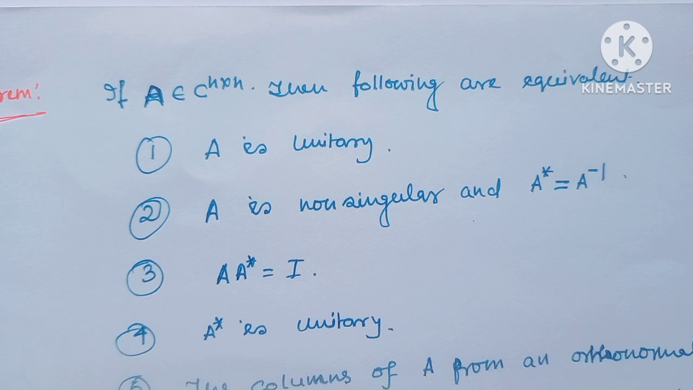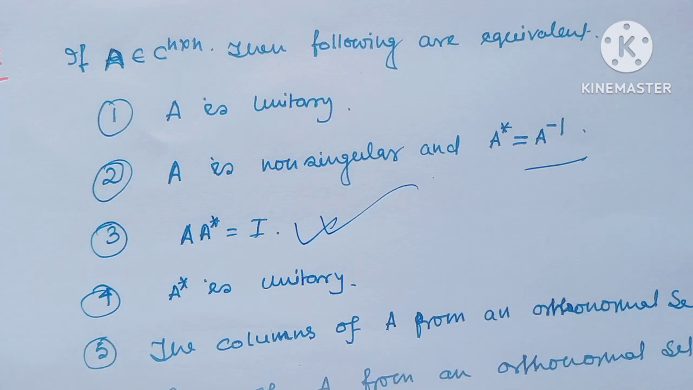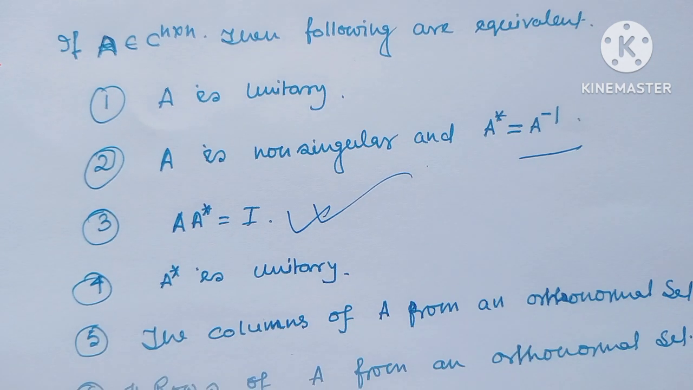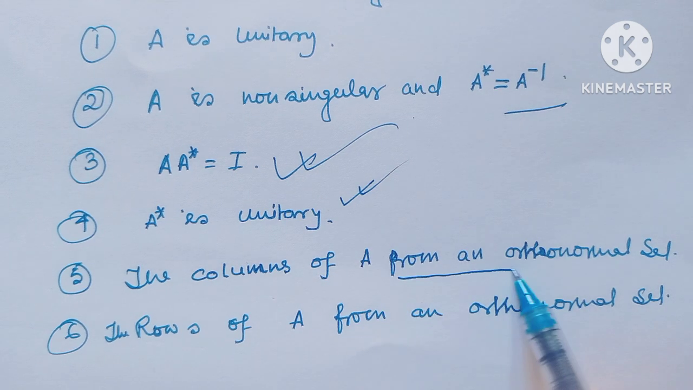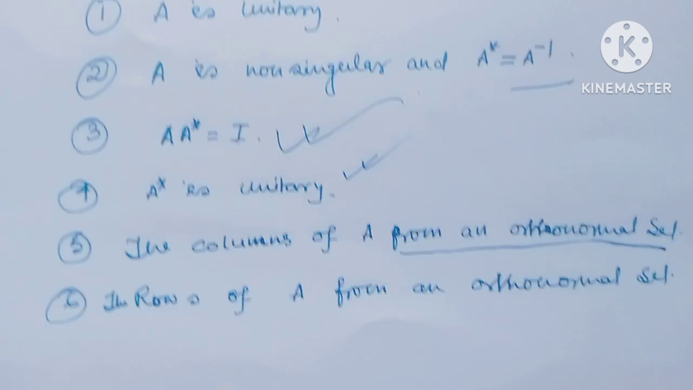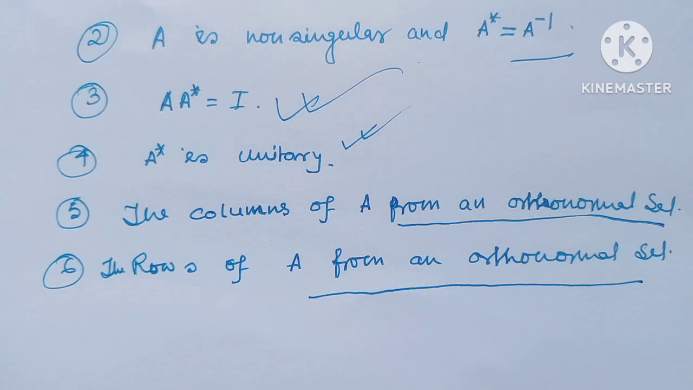First, A is unitary. Second, A is non-singular and A star equals A inverse. Third, A A star equals identity. Fourth, A star is unitary. Fifth, the columns of A form an orthonormal set. Similarly, the rows of A form an orthonormal set.